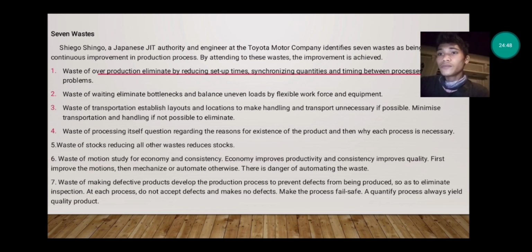Waste of transportation: establish layout and location, and eliminate handling and transport where possible. Minimize transportation and handling if it is not possible to eliminate. Waste of processing is in itself a question regarding the existence of the product, which process is necessary, which stock can be reduced, etc.